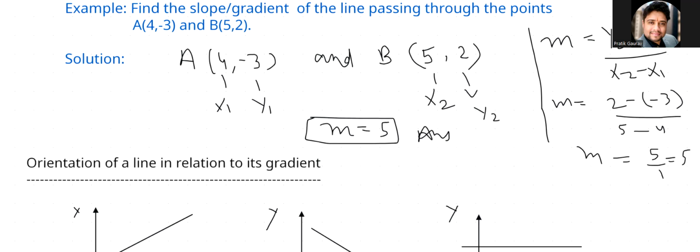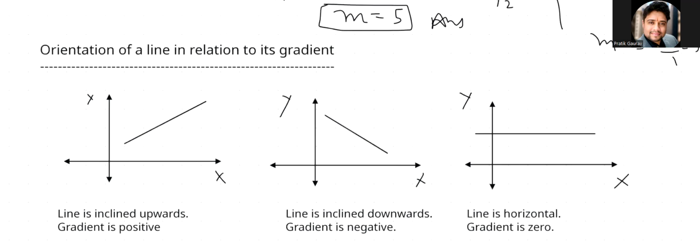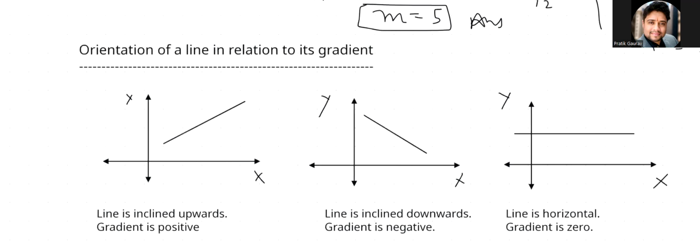Now let's come to some more theories. Here you can see the topic is orientation of a line in relation to its gradient. If the line is inclined upward, going up, then the gradient will be positive. If the line is inclined downward, the gradient is negative.